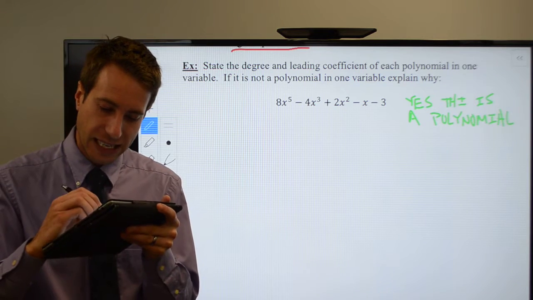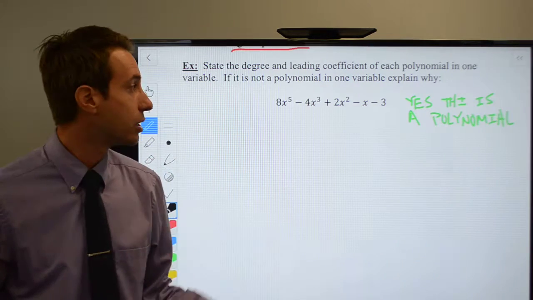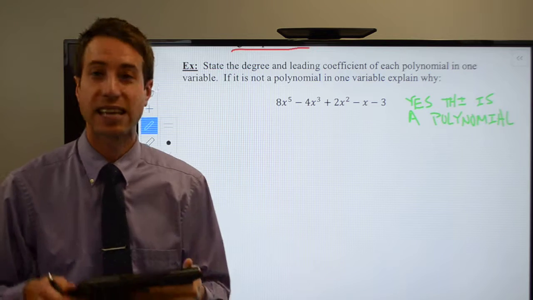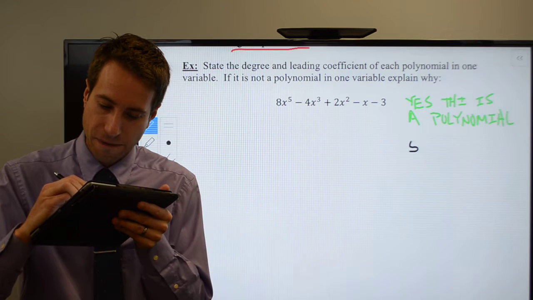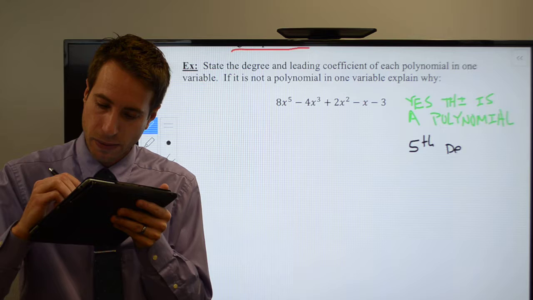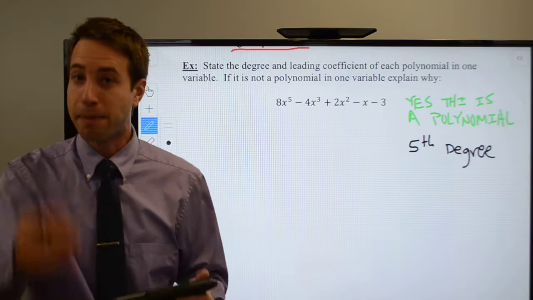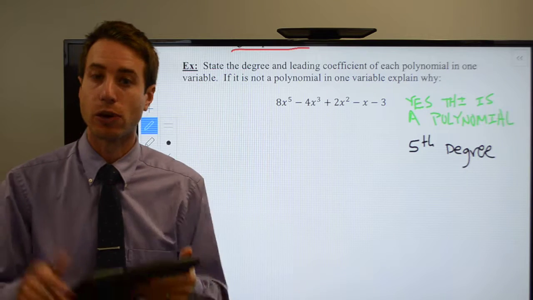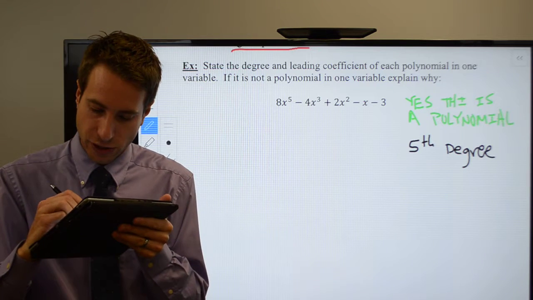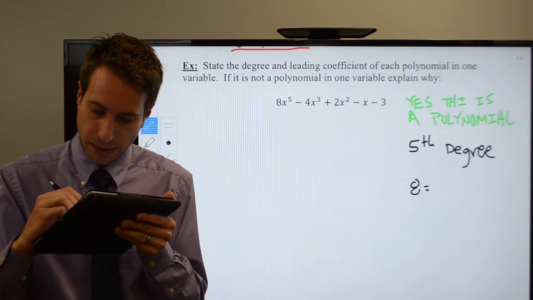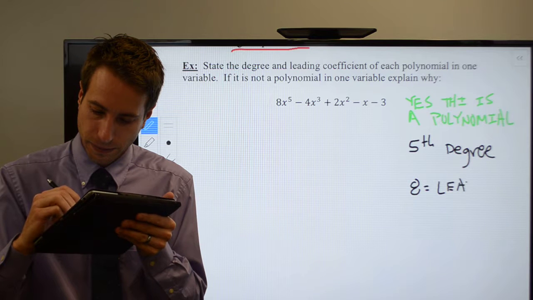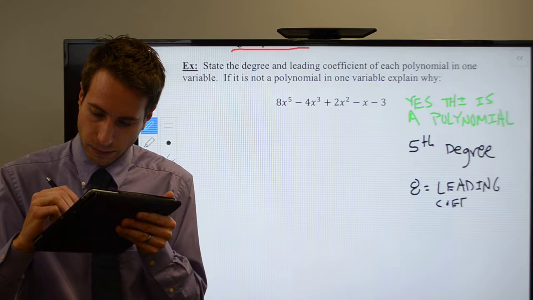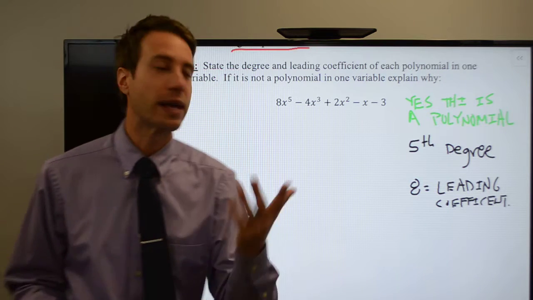First thing it tells me is that the degree is going to be the largest power of x. In this case, it's a 5, so that would be a 5th degree polynomial. And because it's in descending order, that front term is going to be my leading coefficient. So 8 is my leading coefficient. So that's the way that these problems are going to work.